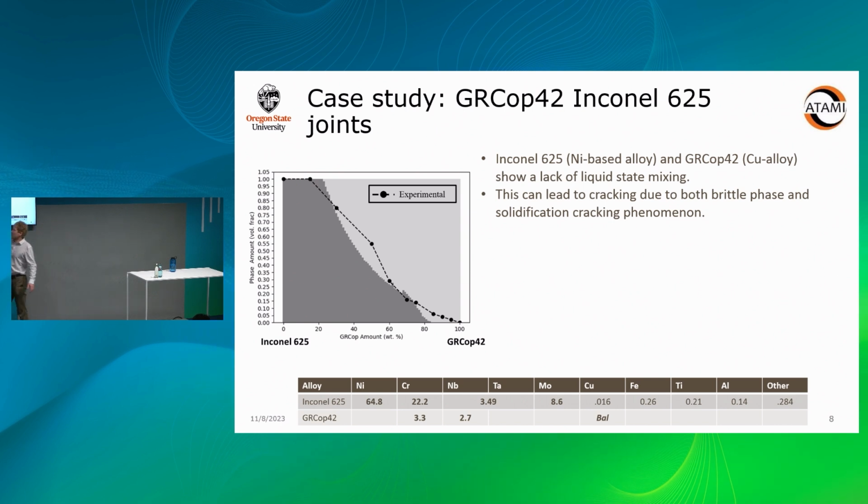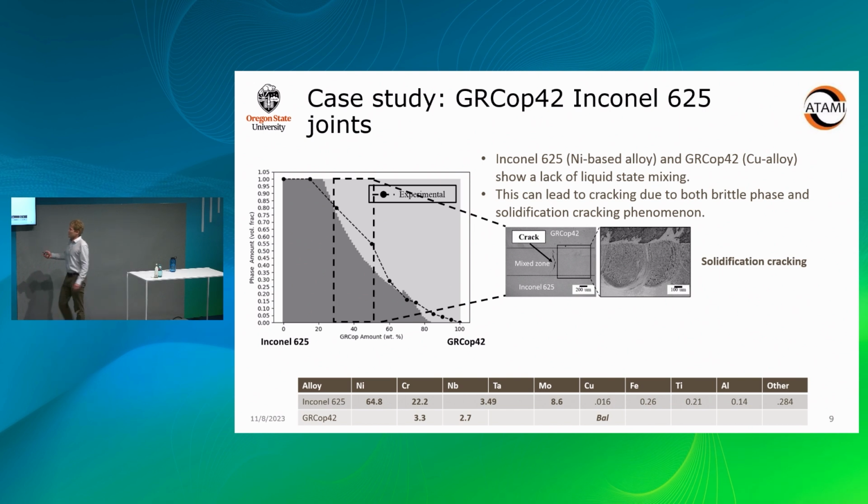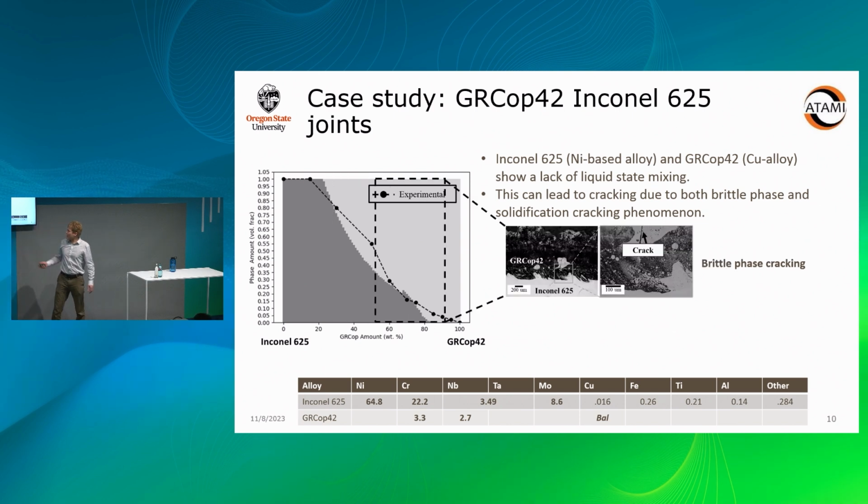We found this liquid miscibility gap starts around, if we remelt, a liquid composition of 30 weight percent GRCOP 42 and goes all the way to almost pure GRCOP 42. This lack of liquid state mixing can result in a solidification cracking type phenomenon, in compositions from about 30 to 50 weight percent GRCOP 42. If we go from 50 to about 90 weight percent GRCOP 42, we can get a lot of brittle phases. This copper-deprived liquid will separate out and form brittle phases that result in cracking. So right here we see cracking.